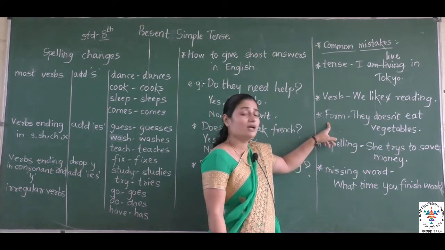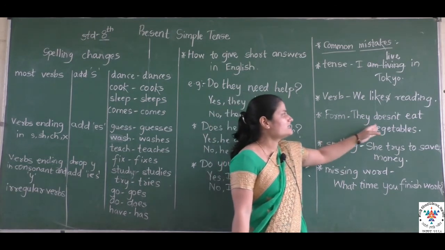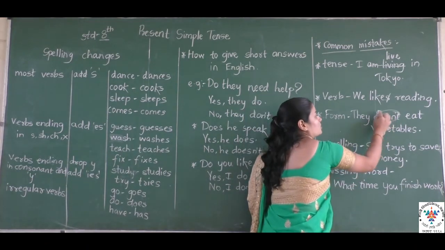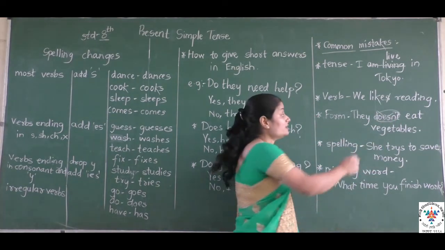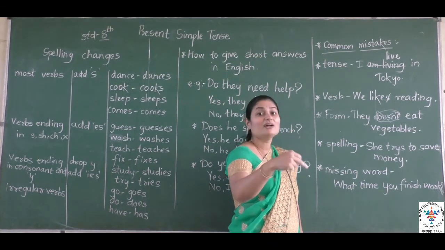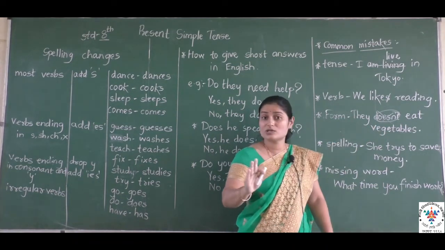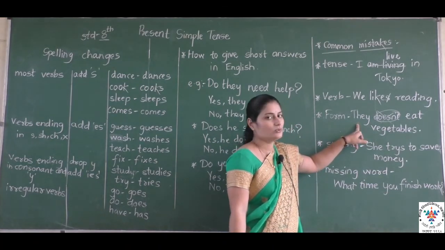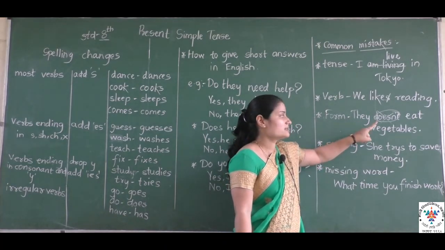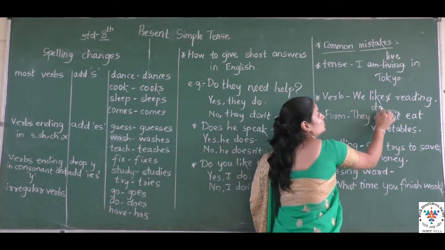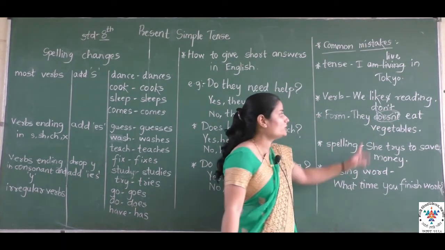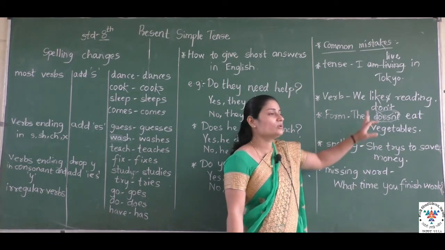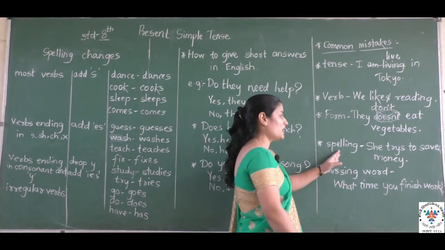Next, the form. While using the form, they make mistakes like, they doesn't eat vegetables. What is the wrong thing? Doesn't is the wrong thing. You should not use doesn't. Does is always used for he, she, it. Is the subject he, she, it? No. So you should use do, don't or do not. They don't eat vegetables. They doesn't eat vegetables is a wrong sentence.